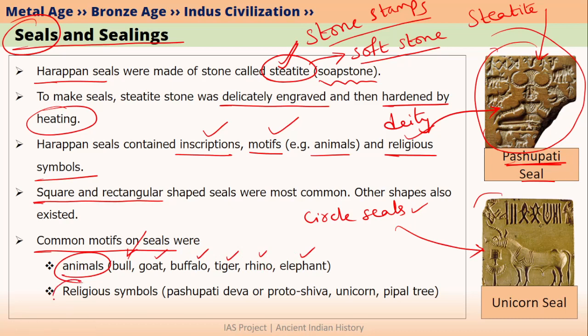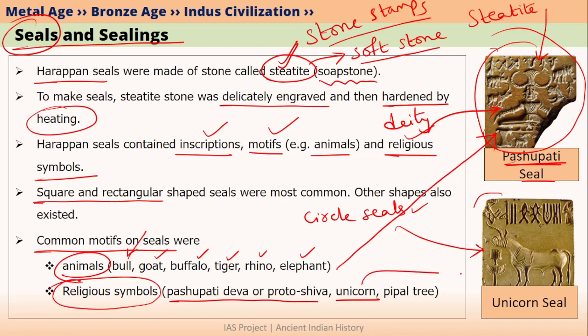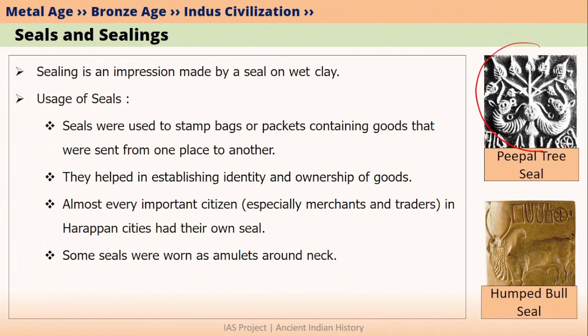Moreover, many of the seals actually contain religious symbols. For example, Pashupati Deva or Proto-Shiva. You can see Proto-Shiva in this seal here. Unicorn also. You can see the unicorn seal here. Sometimes the peepal tree is also represented. You can see the peepal tree over here.